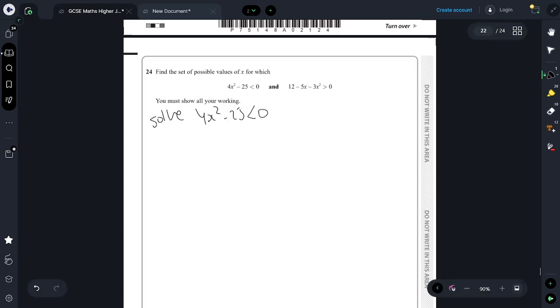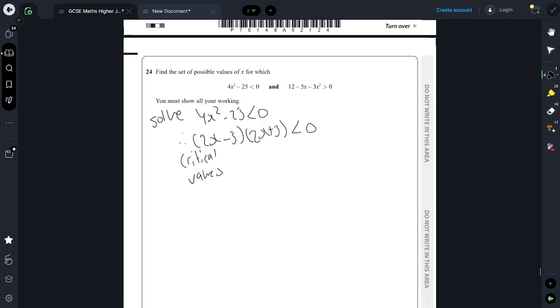And actually, it's already in a pretty nice form. Notice this is the difference of two squares. 2x minus 5 is less than 0, right? Hopefully you can spot that. The idea is to find the critical roots, right? So the critical roots or critical values, I guess, are x is 5 over 2, so 2x minus 5 equals 0, or minus 5 over 2. Okay, hopefully you can spot that.